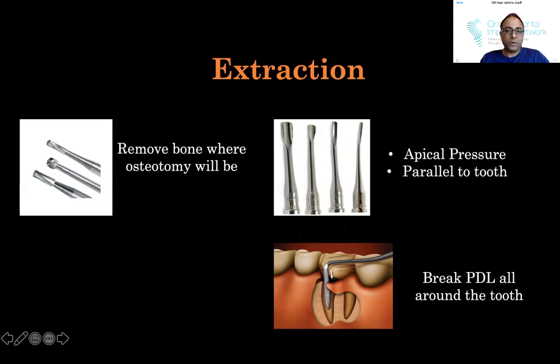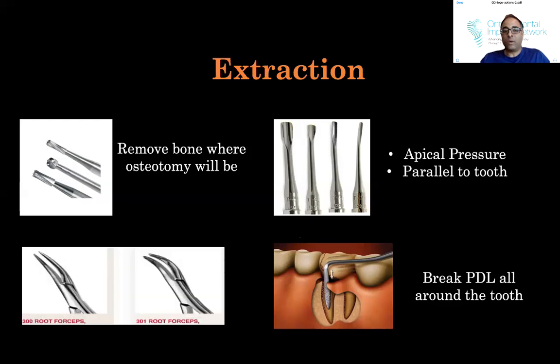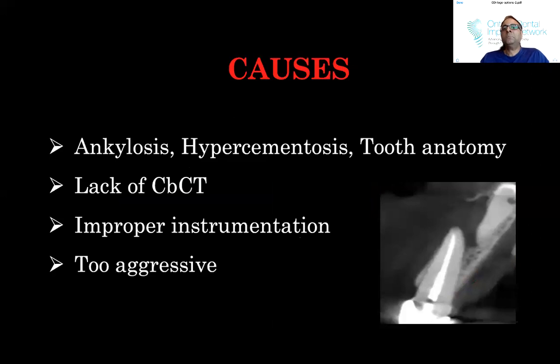Luxating elevators are super important to have as well. Again, how we use them is very important. It's apical pressure and it's parallel to the tooth. We use it parallel, not perpendicular, because your root is just going to keep cracking. People spend hours and hours trying to take out roots of teeth, when in essence you just need to have a good plan and use good burrs, long surgical length burrs, and a good luxating elevator, and that's all you need, really. Apical forceps really help as well. Cotton pliers don't give you as much force, but nice, fine apical forceps really help. So what are the causes of having an issue with an extraction?